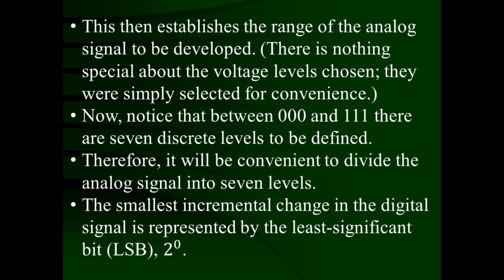So we consider that there is a 3-bit digital signal, and the binary numbers vary from 000 to 111. 000 corresponds to the minimum voltage, let us say 0 volt, and the maximum number is going to be 111, which corresponds to, let us say, plus 7, because between 000 and 111 there are 7 discrete steps, and that is why, for convenience of calculation, we take the maximum voltage to be plus 7 corresponding to 111. This then establishes the range of the analog signal to be developed.